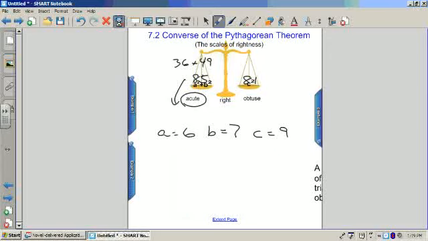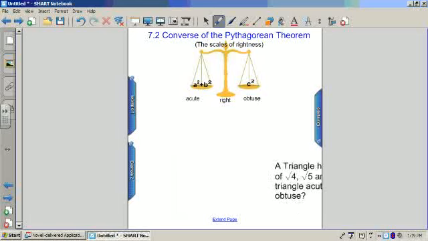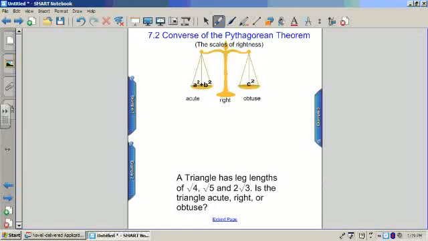Example number 4. A triangle has leg lengths of the square root of 4, the square root of 5, and 2 times the square root of 3. Is the triangle acute, right, or obtuse? The first thing I have to figure out is which one of these is the biggest leg: square root of 4, square root of 5, or 2 root 3. Well, we know square root of 5 is bigger than the square root of 4, so it gets between the square root of 5 and 2 times the square root of 3.